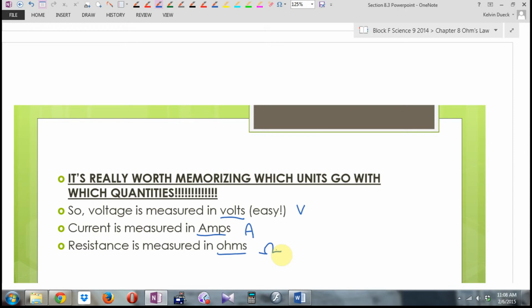Why is it worth memorizing what units go with what? Because, and this is going to terrify you, don't let it terrify you, you're going to be dealing with word problems, but they're easy because what you look for are numbers and units. You know it's the current because it's got the word amps next to it. Or you know it's the voltage because it's got the letter V or the word volts next to it. Or you know it's the resistance because it's got the letter omega or ohms next to it.